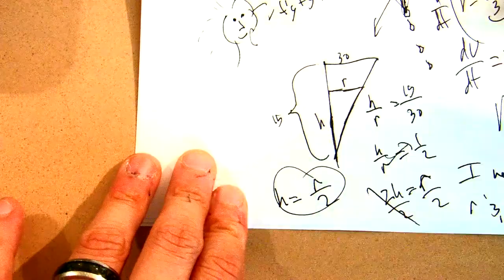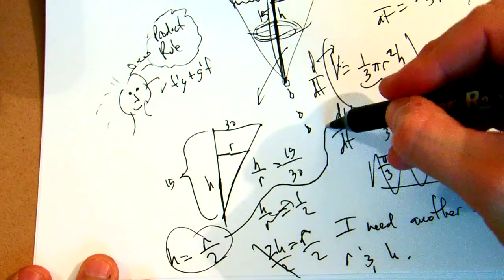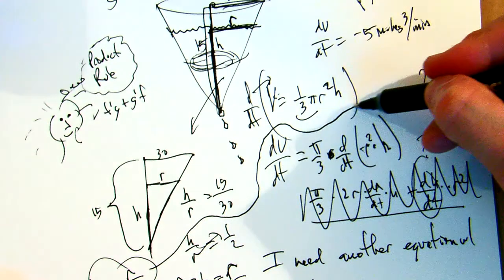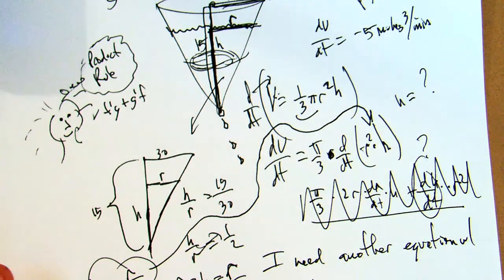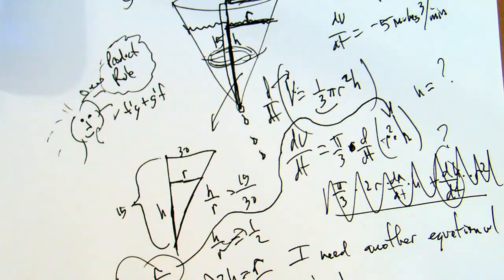And now I'm going to take this and plug this in for h. Sorry, it's kind of messy. It's like navigating through traffic. I'm going to do this on a separate sheet because it's just too messy.